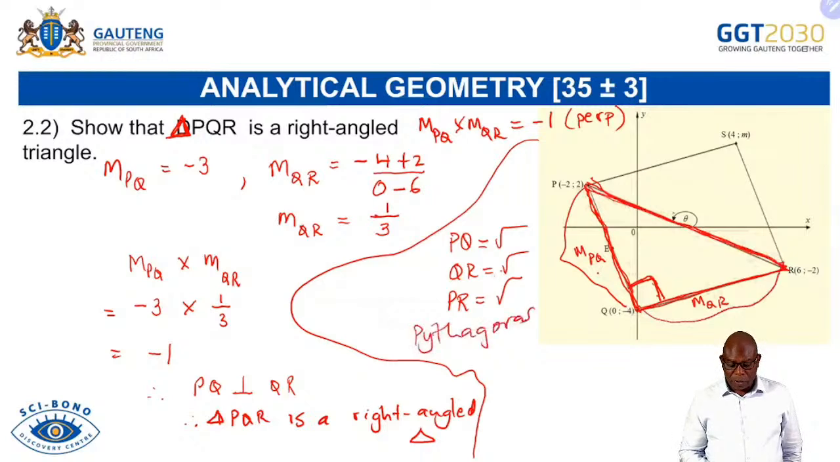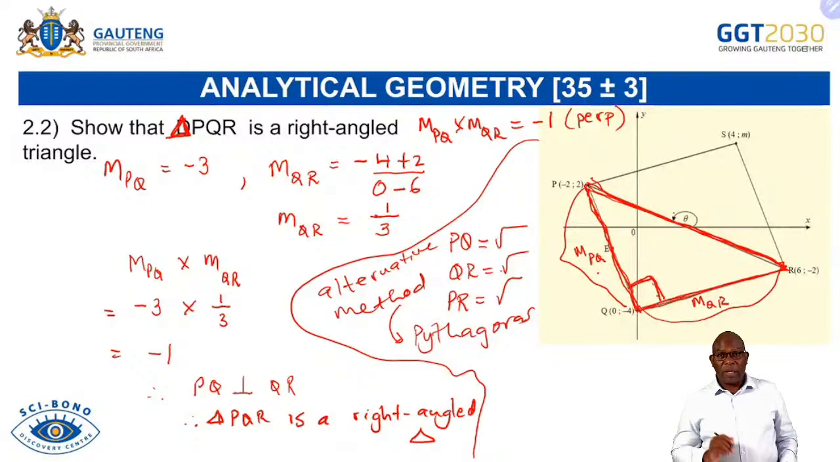So using Pythagoras will be our alternative method. So I'll just write alternative method. You're going to use the theorem of Pythagoras by doing that. So you get the distances, then from the lengths of those lines, square PQ, square QR, and see if it's the same as the square of PR. If it is like that, therefore, remember, the theorem of Pythagoras works in any right angle triangle.